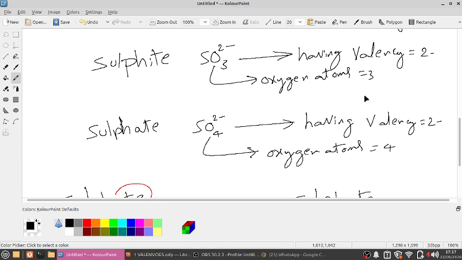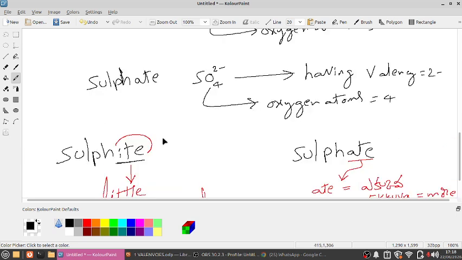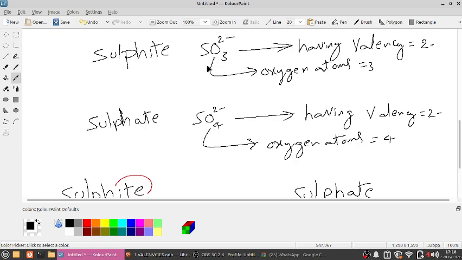Only 2 numbers, 4 and 3, will enter into sulphite and sulphate. You have to remember that 4 belongs to sulphate, 3 belongs to sulphite. Let us see here. I have written sulphite here and also sulphate here. First you see the letters ITE in sulphite. This ITE can remind you of little. Little means small number of oxygen atoms. So sulphite is going to have only 3 oxygen atoms.